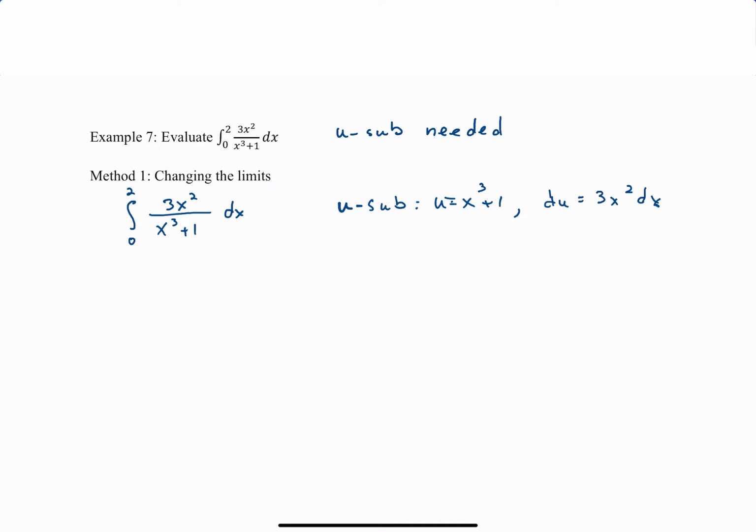So when x is 0, that implies that u will be 0 cubed plus 1, which is 1. And when x is 2, that implies that u will be 2 cubed plus 1, which is 9.